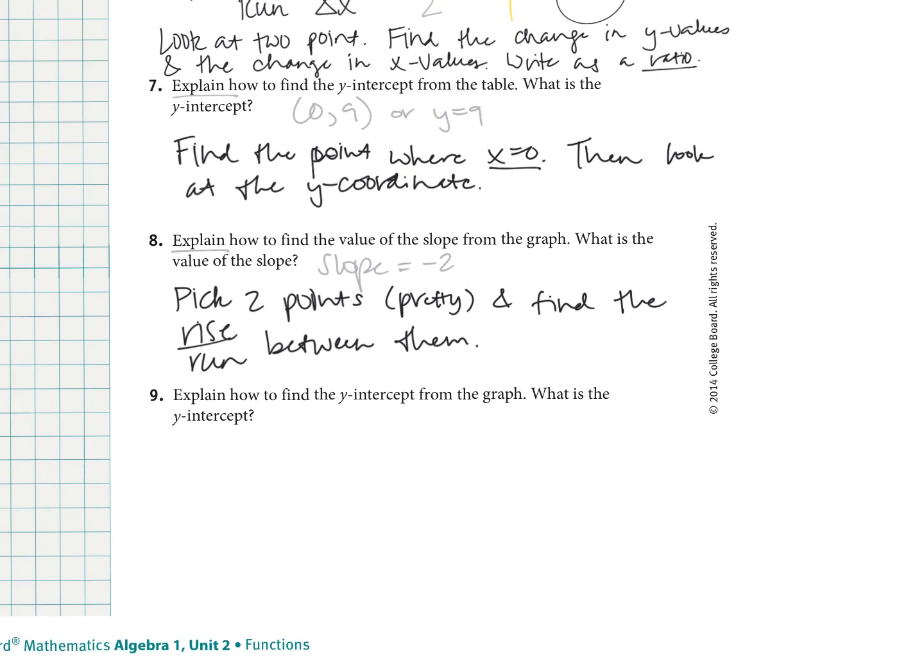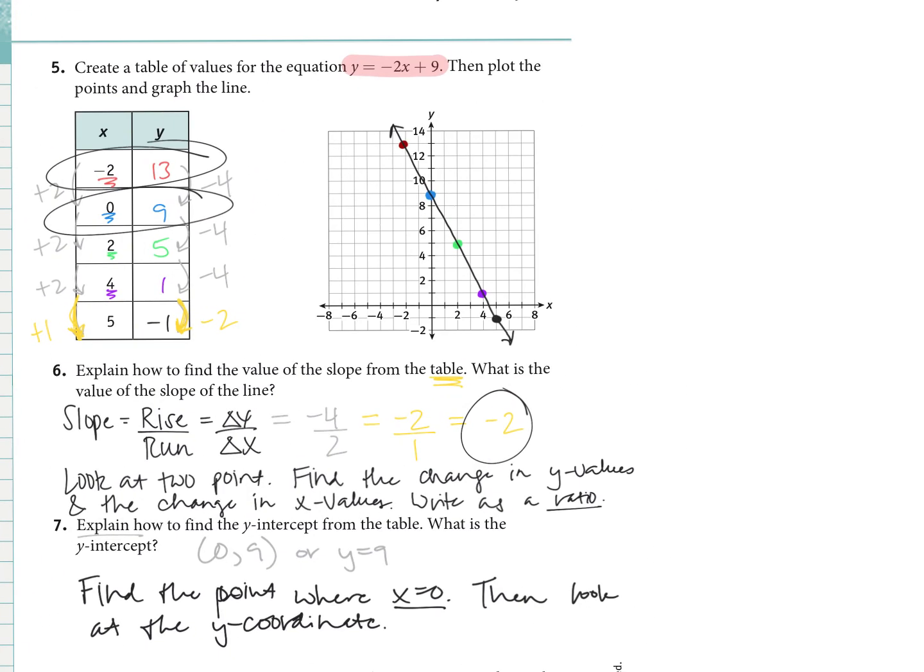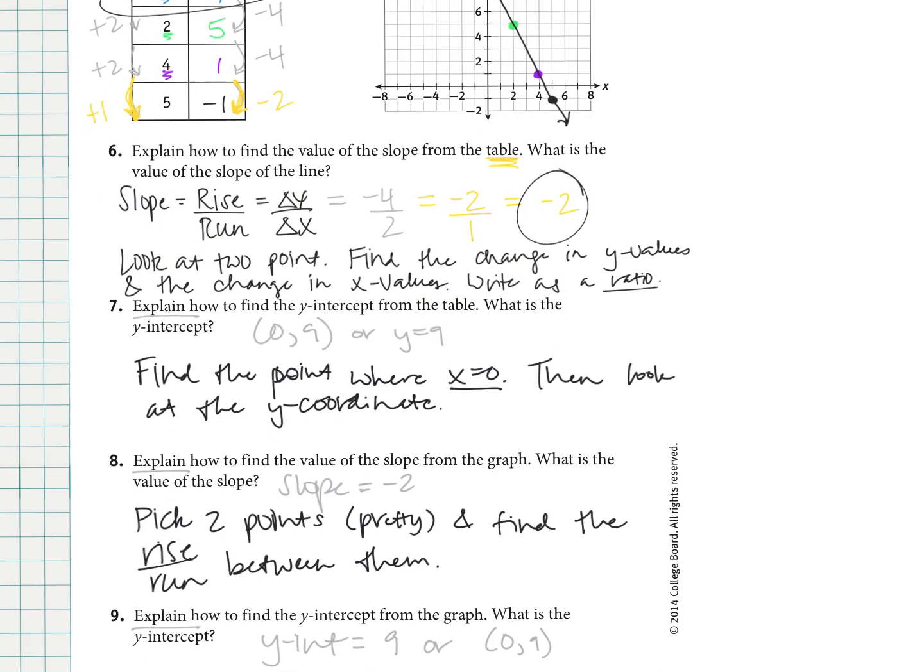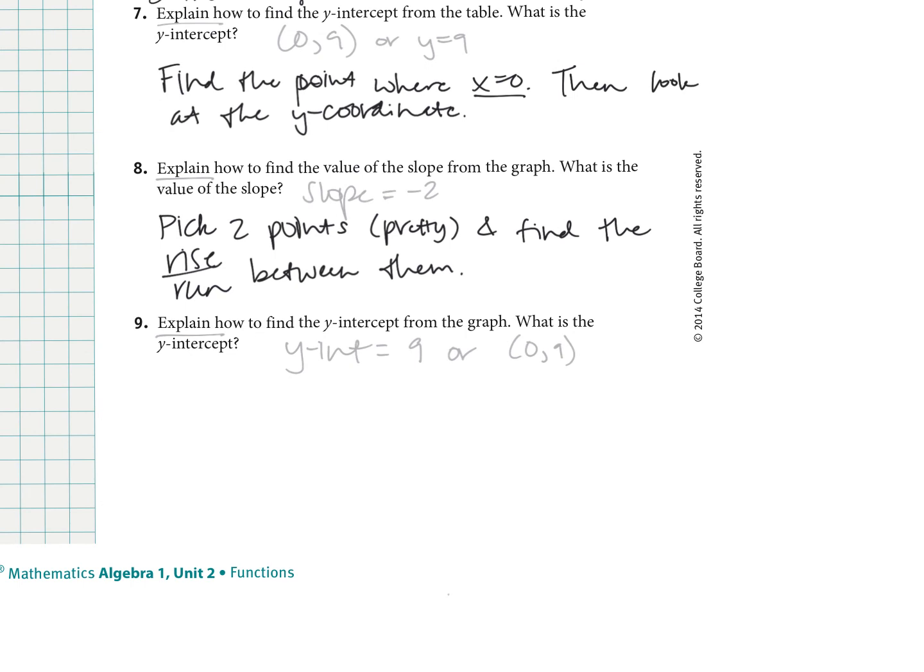All right, let's go to the last one on this page. Number 9 says, explain how to find the y-intercept from the graph. All right, go ahead, find out what the y-intercept is. All right, as you can see, it should be 9, or again, if you want to put the point 0, 9. Remember, we can look at our graph and visually see that it's the point that crosses our y-axis. So that would probably be my explanation that I would write. We could say it's the point that crosses the y-axis.